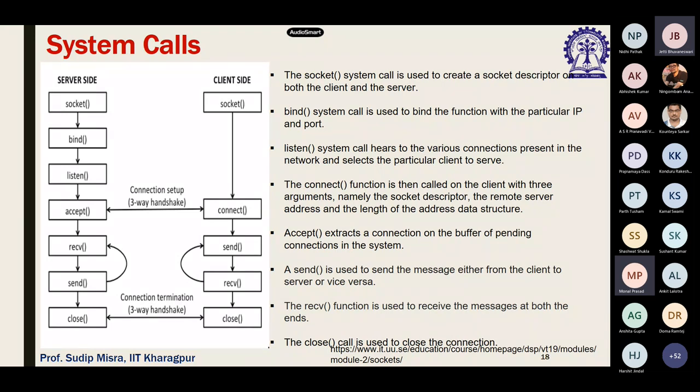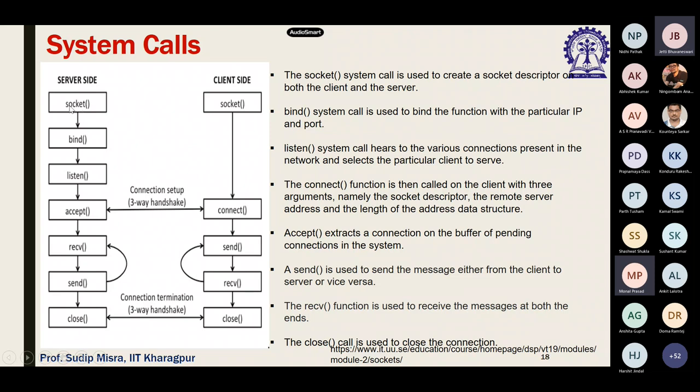So let us first try to understand how it is going to happen sequentially. But before that, let us understand how the server side program is going to work, and then how the client side program is going to work. Some of the system calls or function calls required on the server side: first, you have to create the socket on the server side. You also need to create a similar socket on the client side.